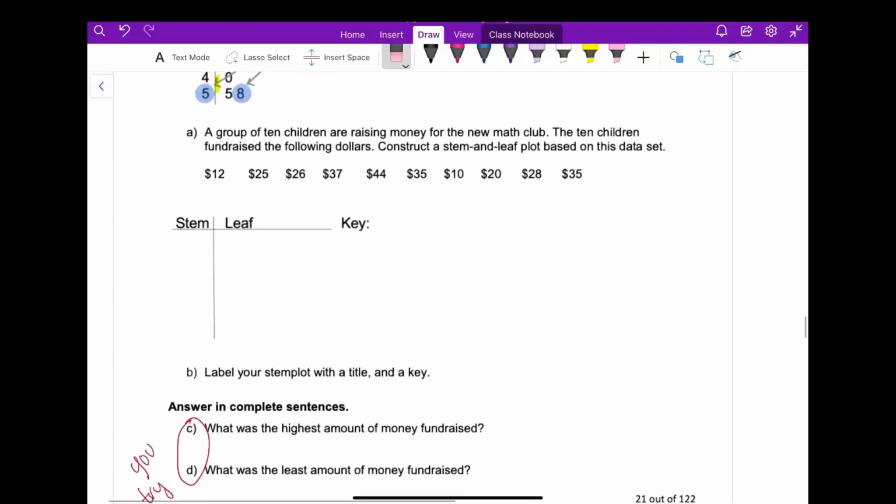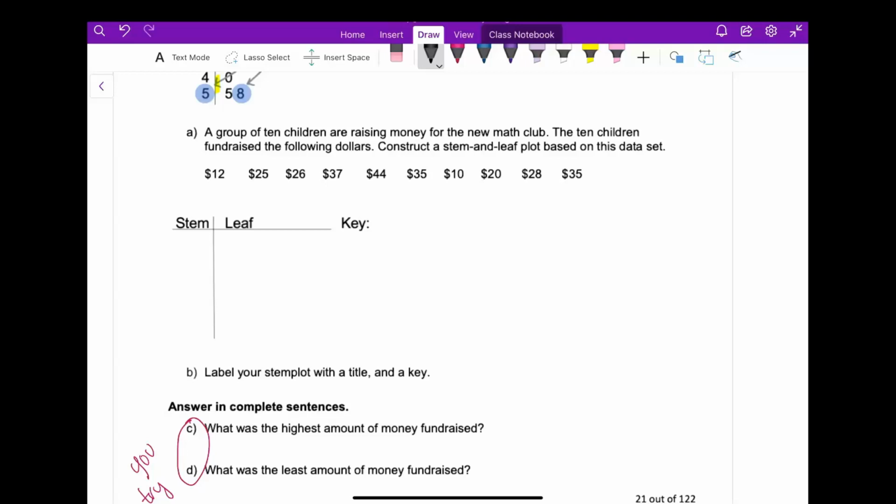A. It says, a group of 10 children are raising money for the new math club. The 10 children fundraise the following amount of dollars. Construct a stem and leaf plot based on this data set. The first thing I'm going to take a look at is the organization. I think that's important, but I know it's not one of our labeled steps. I think it just keeps our data together.